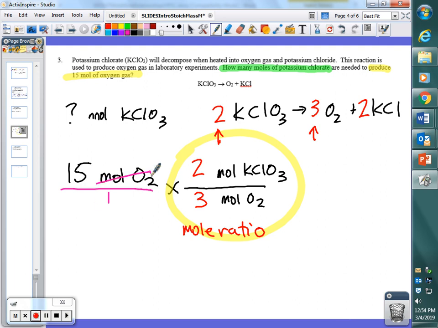Okay, so now we do a little math. Moles of O2 on the top, moles of O2 on the bottom. Those go away. The only unit that's left now in our problem is what? Moles of KClO3, and that's what we're looking for, right? So now we just run this through our calculator, right? Or if you can do it in your head, that's cool too. We end up with 10 moles of KClO3.